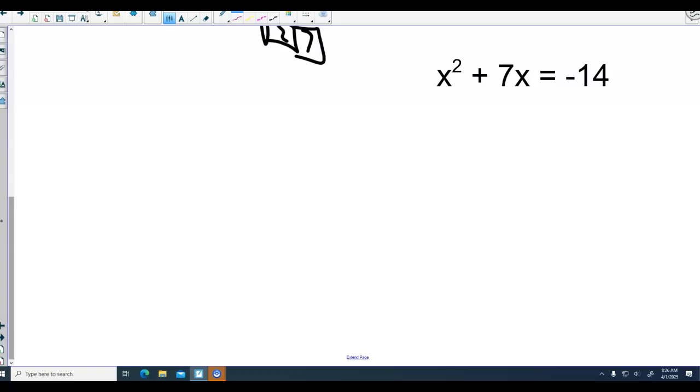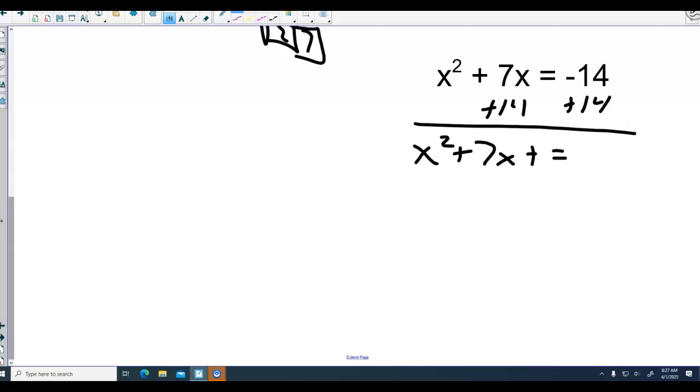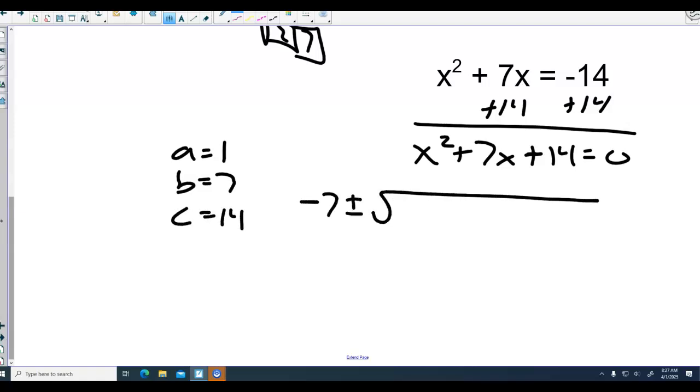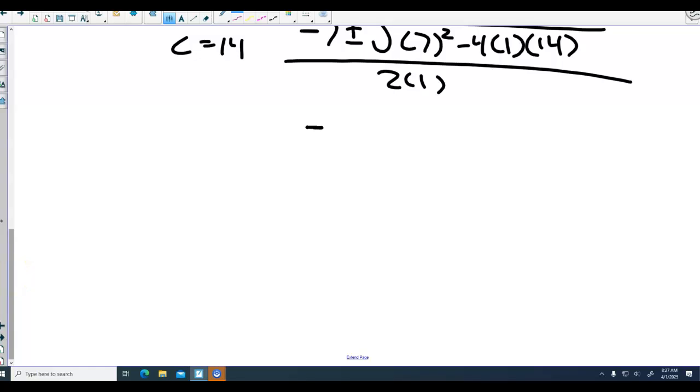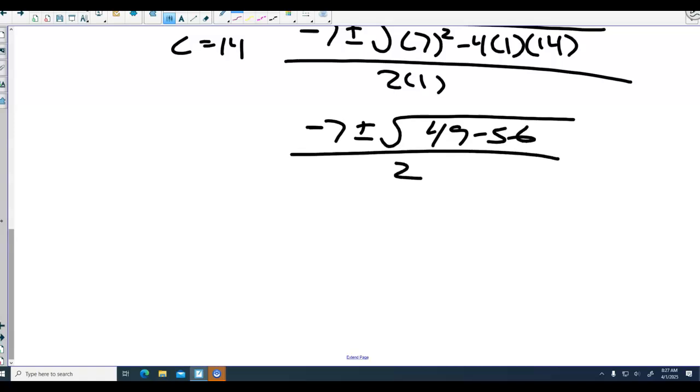Final question here. We're going to add 14 on both sides. We always have to be equal to 0. X squared plus 7x plus 14 equals 0. My A is 1, my B is 7, my C is 14. Negative 7 plus or minus the square root of 7 squared minus 4 times 1 times 14, all over 2 times 1. Negative 7 plus or minus the square root of 49 minus 56, over 2.